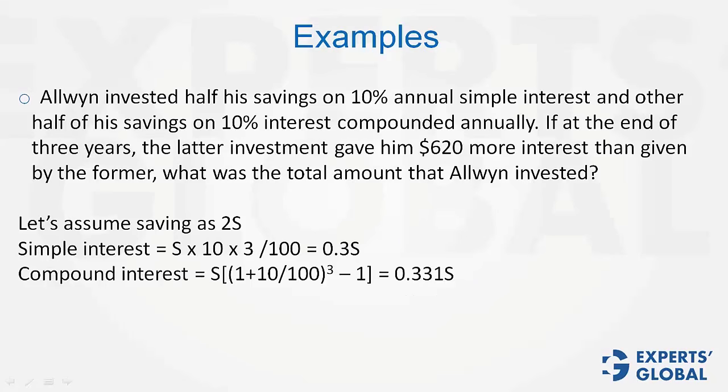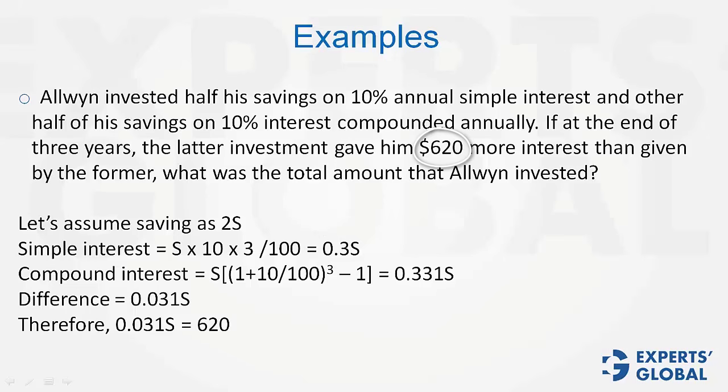Then another S has been invested at 10% compounded interest for 3 years. So the interest earned is S times (1 plus 10 divided by 100) to the power of 3, minus 1. The compound interest turns out to be 0.331S. The difference between the two interests earned is 0.331S minus 0.3S equals 0.031S. And this difference is given to be $620. So the value of S turns out to be 620 divided by 0.031 equals $20,000.